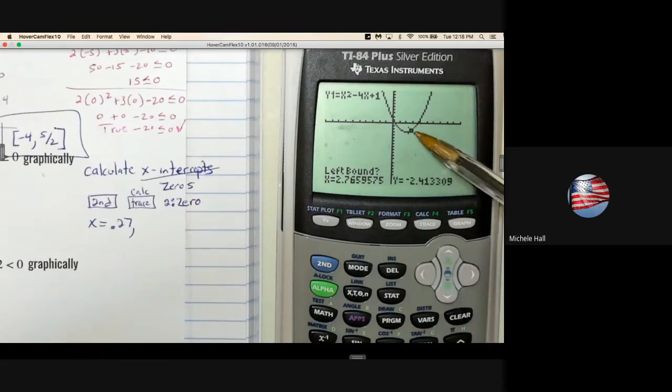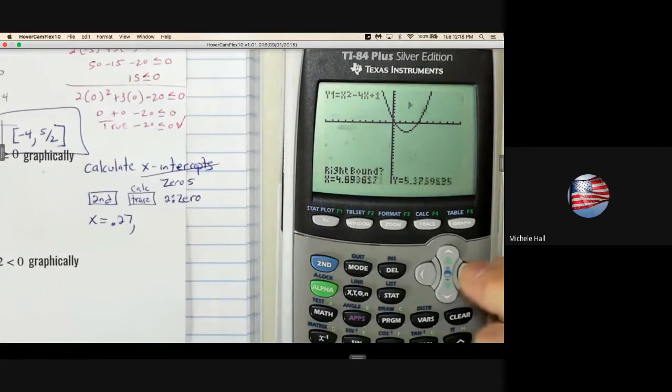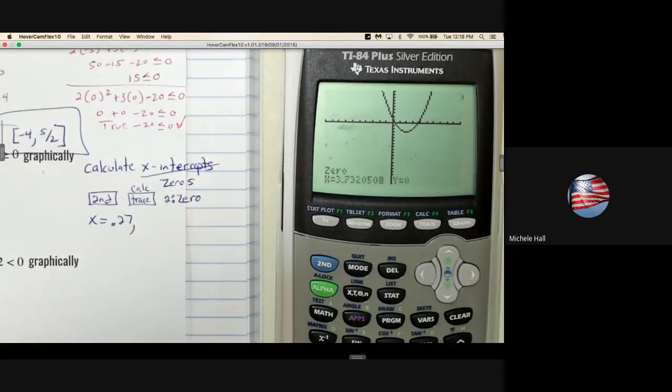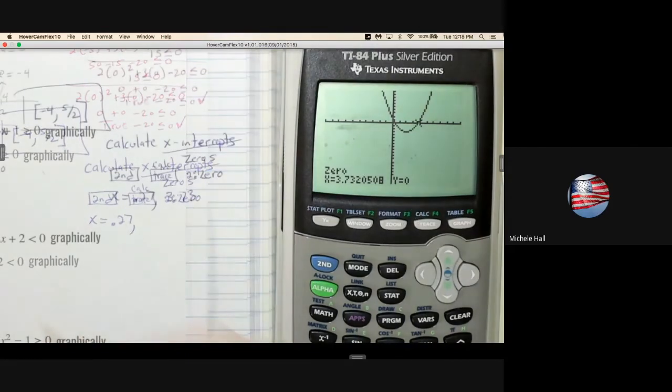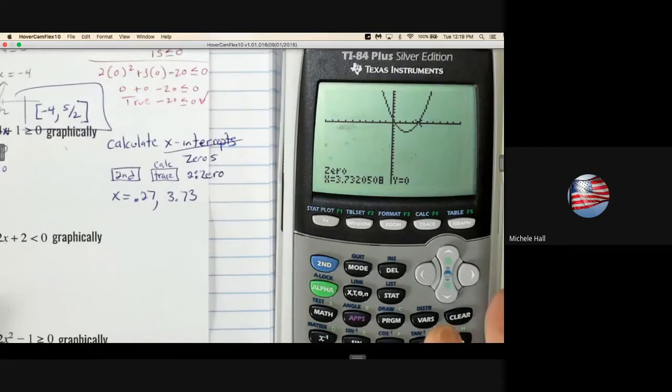This is where I'm on the left-hand side of the intercept. Enter. There's my arrow that shows that's where I'm starting. And then I go on the right, enter, enter again, and I see 3.73. We go back to the original question.